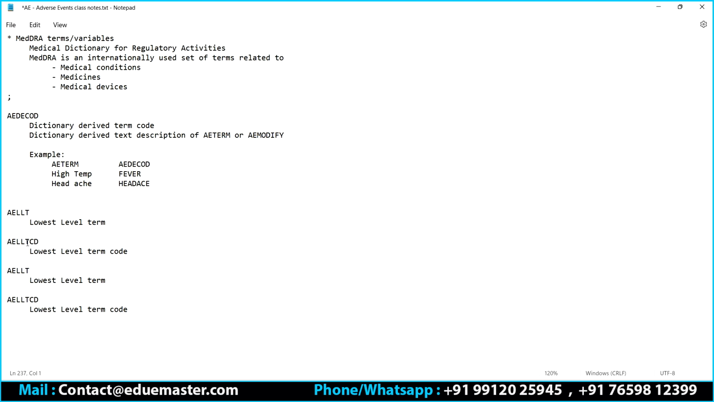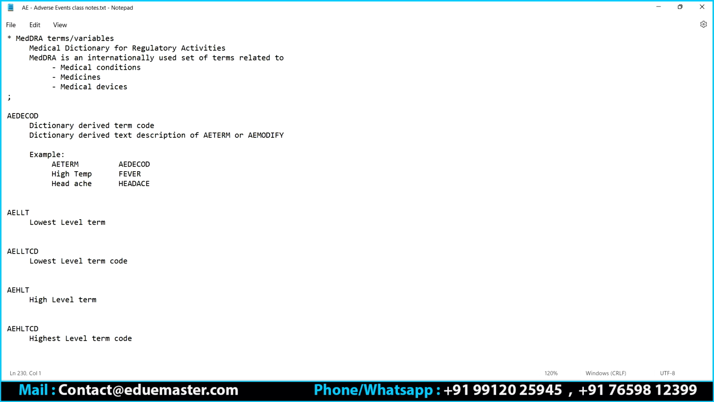Similarly, these are the lowest ones. What if I have the highest for this? Adverse event high level term, adverse event high level term code. It is going to be simply the high level term code, right? For each adverse event term, for each adverse event, we are just giving the code. What is the high level? What is going to be the low level? All right. Then this is straightforward, guys. That is the reason I'm just going on a lighter note.